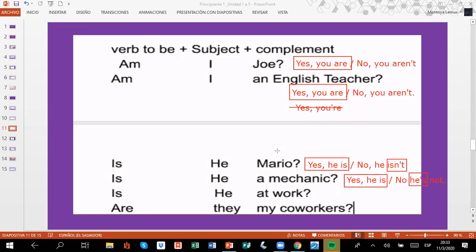Yes. Is he at work? No, he's not. Or no, he isn't. ¿Verdad? Y así sucesivamente. ¿Está claro? ¿Alguna otra duda? Yes, yes. No more questions?